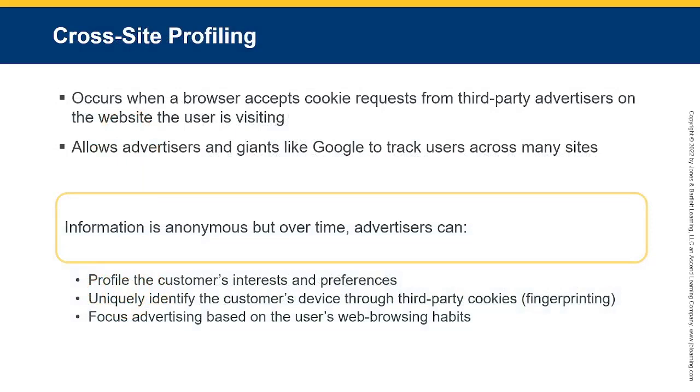What is cross-site profiling? Cross-site profiling occurs when a browser accepts cookie requests from third-party advertisers on the website the user is visiting. It allows advertisers and giants like Google to track users across many sites. The information is anonymous, but over time, advertisers can profile the customer's interests and preferences, uniquely identify the customer's device through third-party cookies, and focus advertising based on users' web browsing habits.